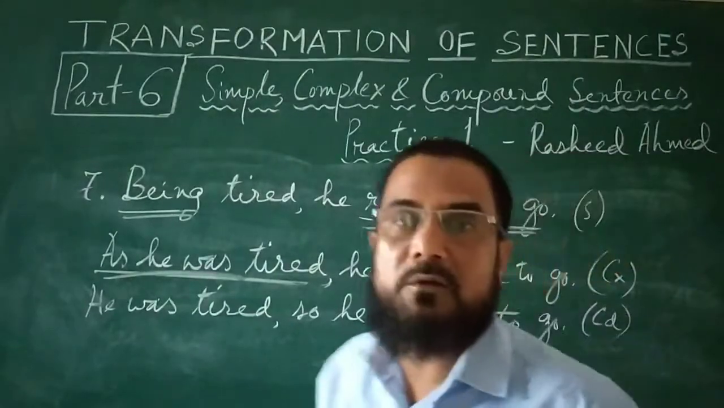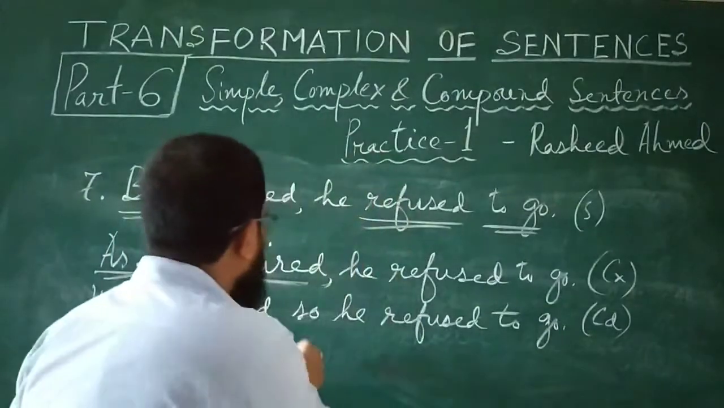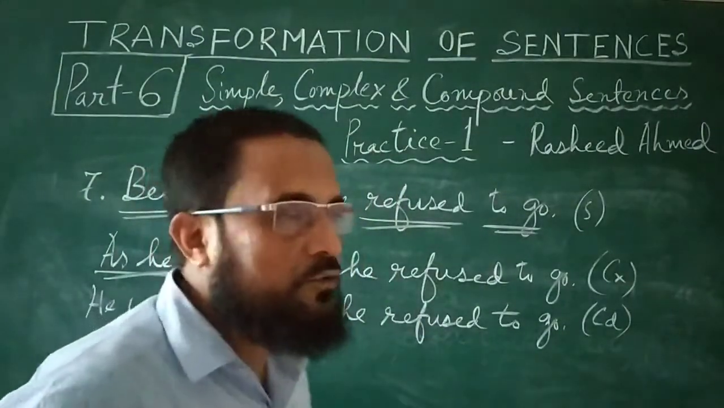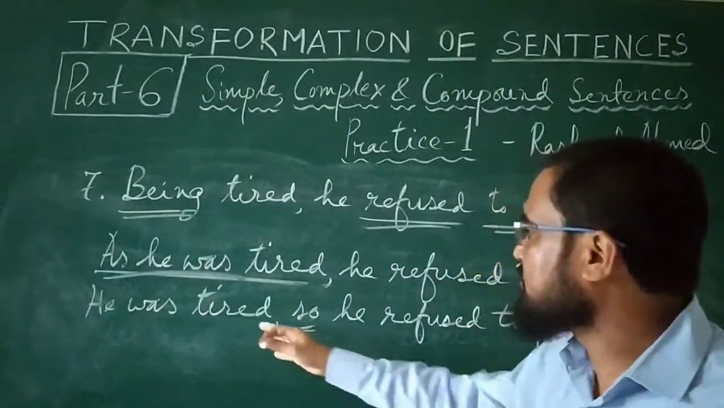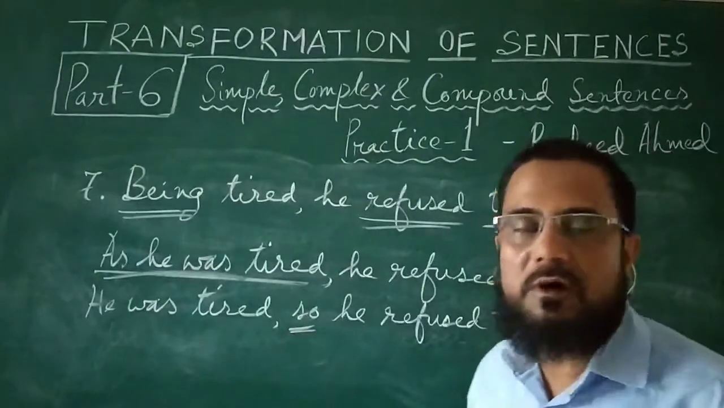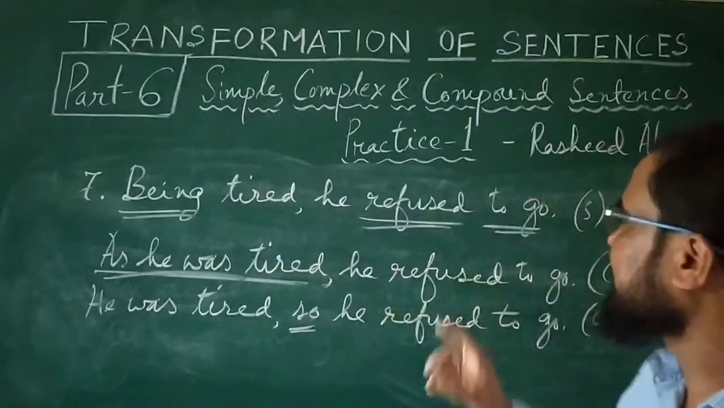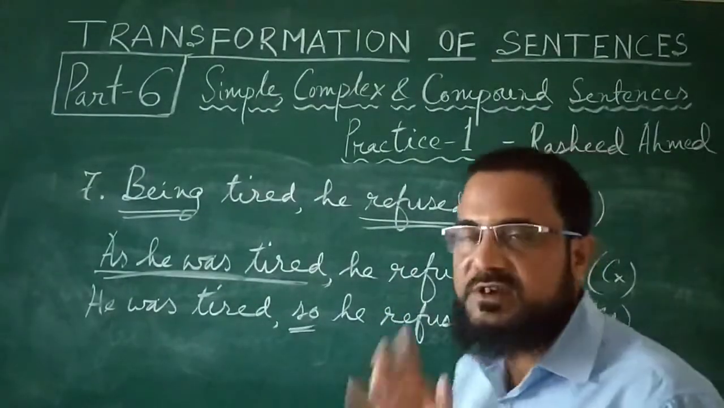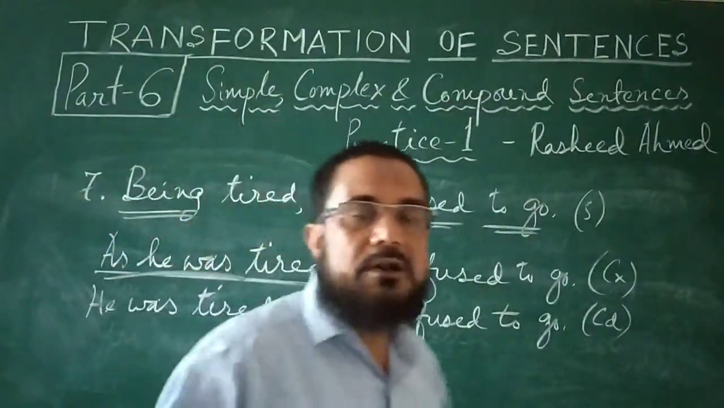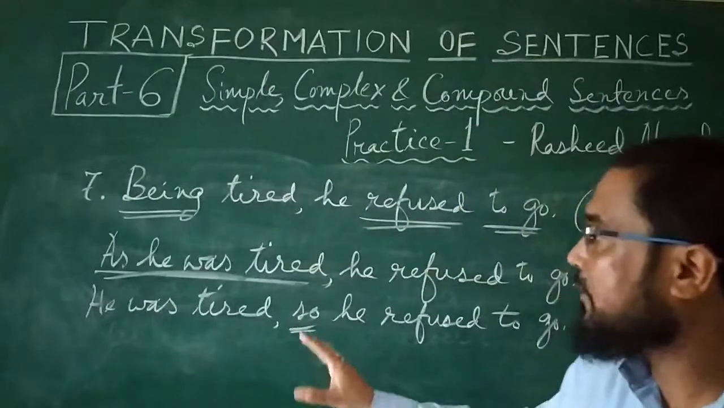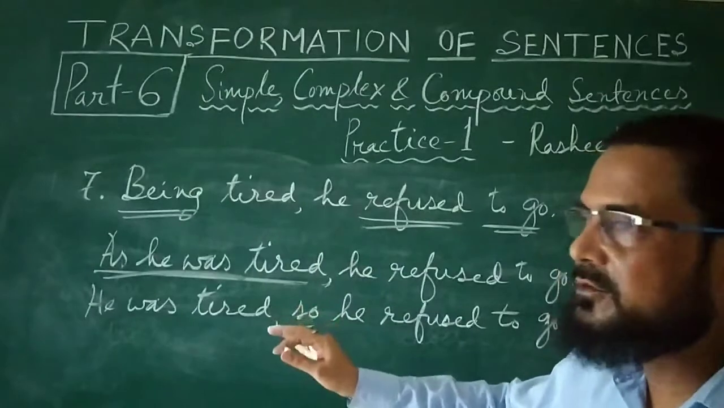And if you make it compound, then the answer will be he was tired, so he refused to go. This so has connected 2 simple sentences. One is he was tired, another is he refused to go, and these 2 simple sentences are joined with the help of conjunction so. You could also say he refused to go because he was tired. So being tired, he refused to go, simple. As he was tired, he refused to go, complex. He was tired, so he refused to go, or he refused to go because he was tired. This is the compound sentence.